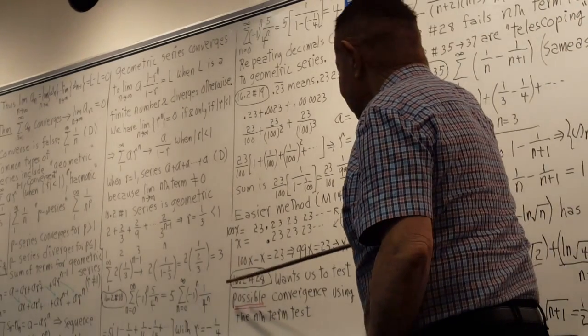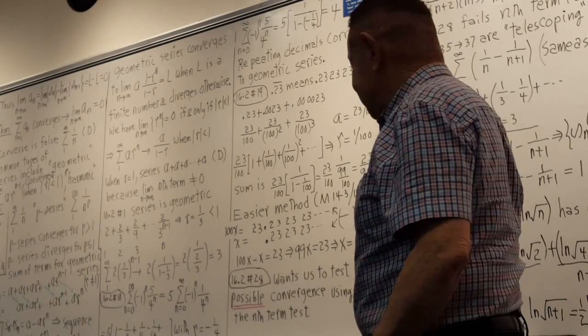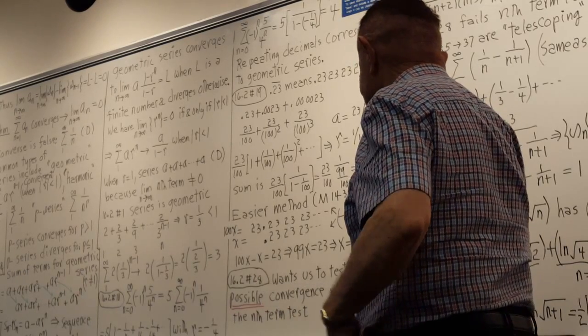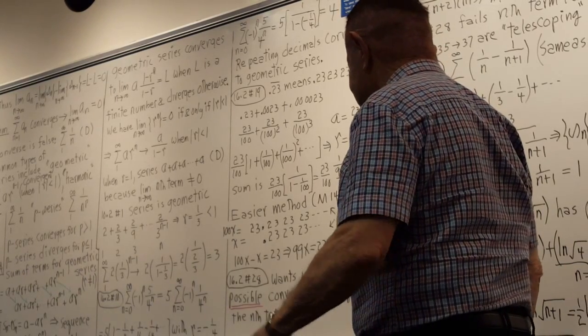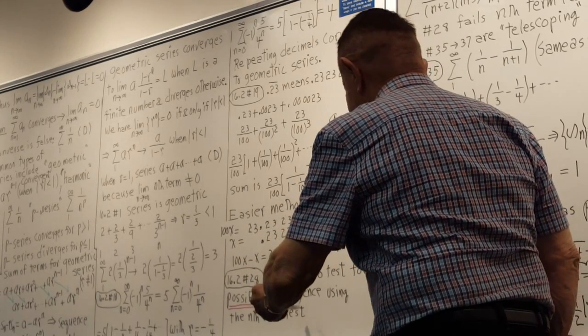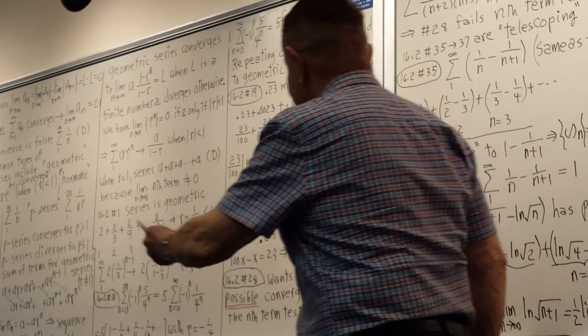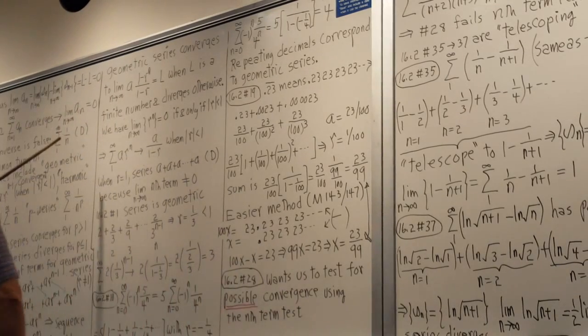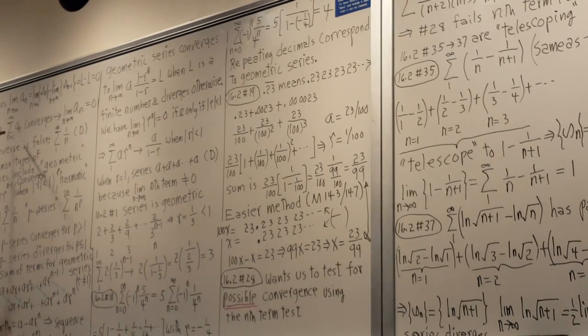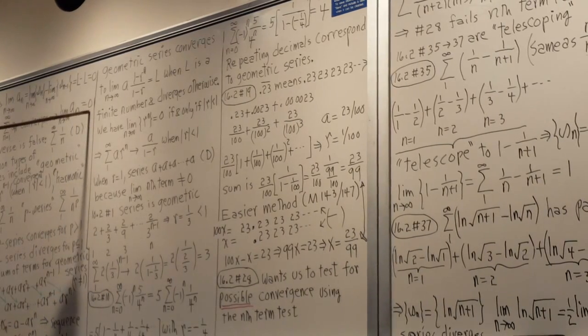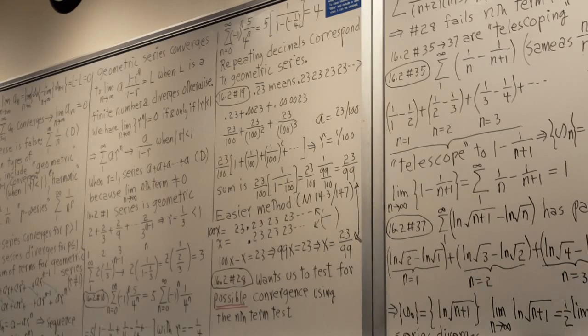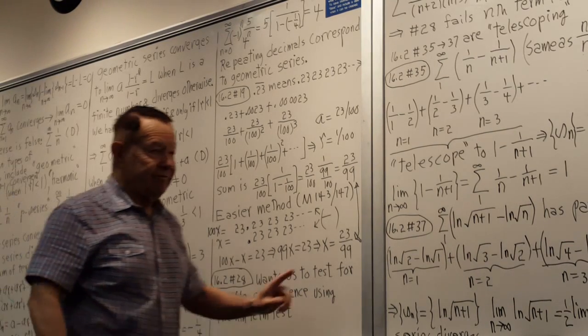Okay, again, I don't know why I kept thinking this was chapter 16, but anyway, problem 28 wants us to test for possible convergence using this nth term test. Remember, that's the thing back here, that if the series converges, the limit of the general term of the series has to be 0. So if you get your limit of your general term not 0, it diverges. So that's what these are looking for.